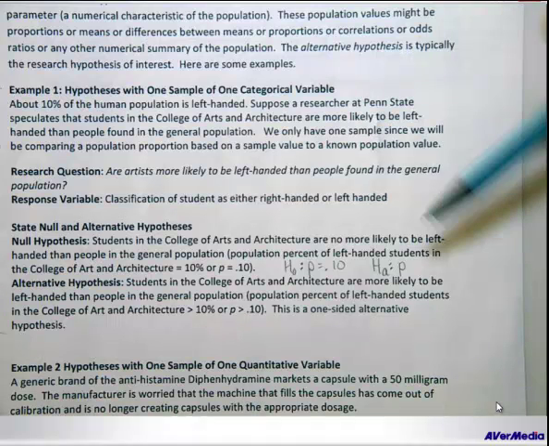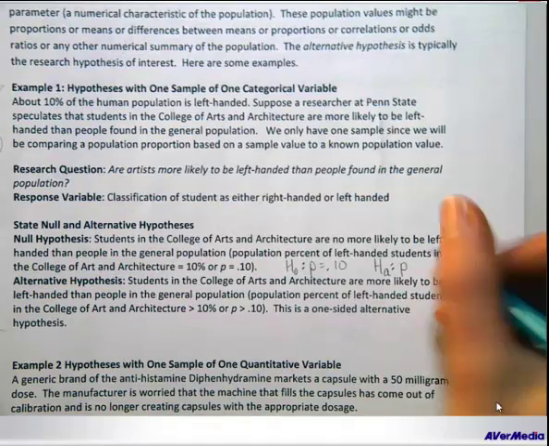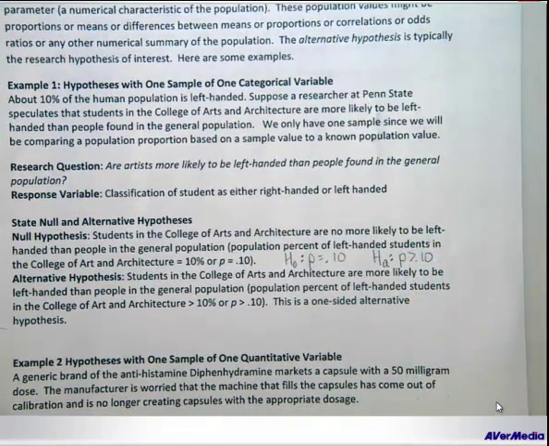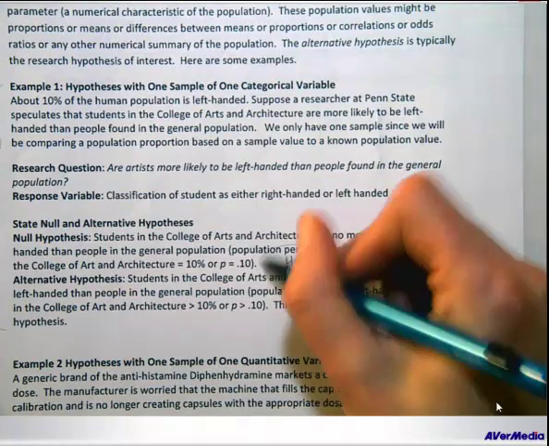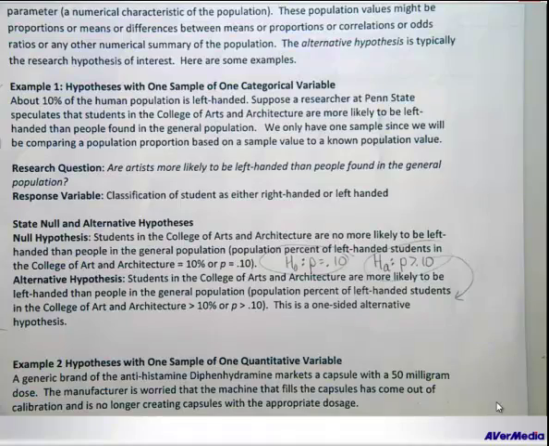So then this one, what's my alternative going to be? If we're curious about this question, we want to know, are artists more likely to be left-handed than the general population? Greater than 0.10. So I've got, here's the null, here's the alternative. They typed it out in words for you too. So if you're confused, you go back and read these later.